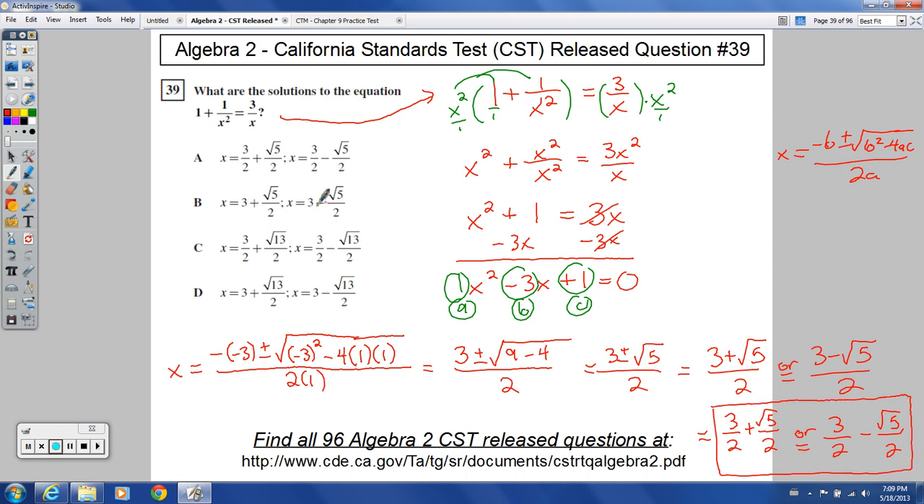And so that looks like not C or D. Those have the square root of 13 in them. And this one doesn't have the 3 over the 2 part. So it looks like choice A is the correct choice for number 39.